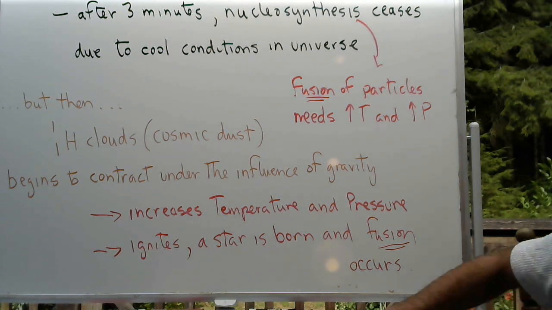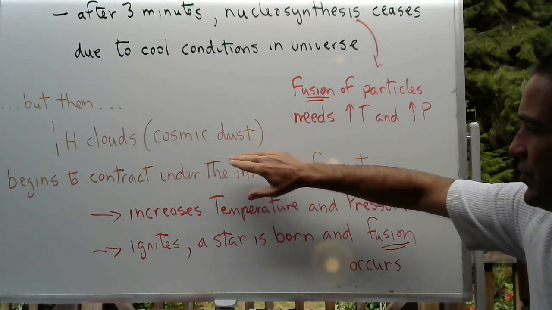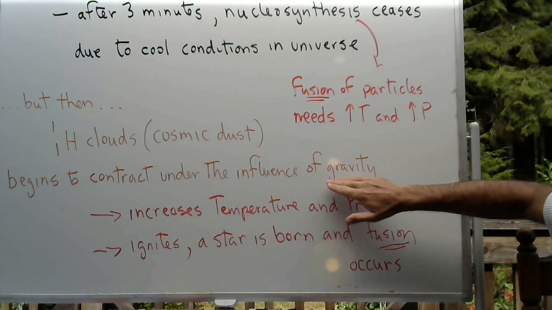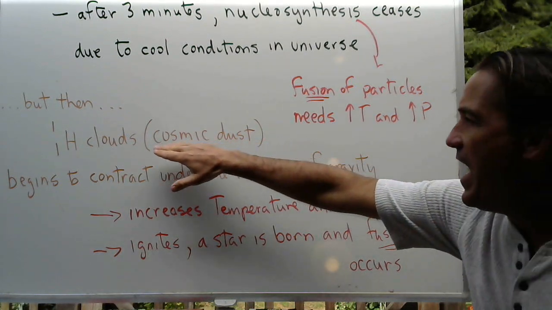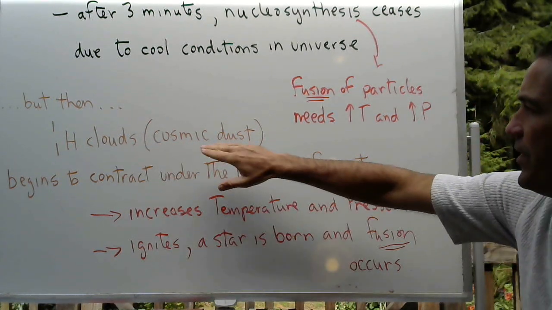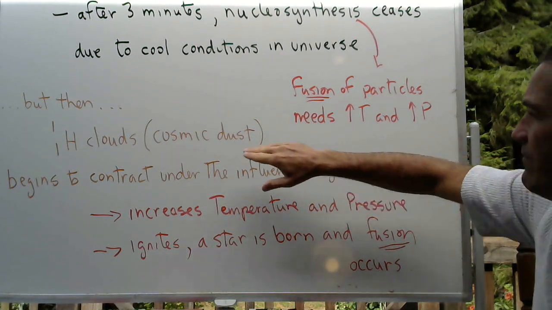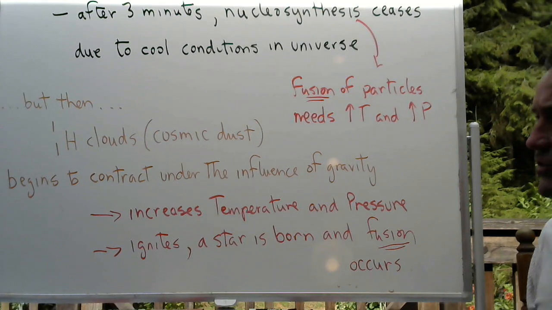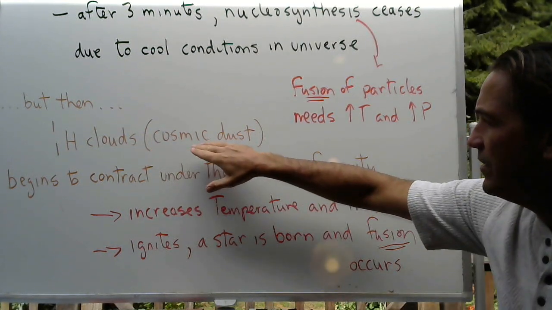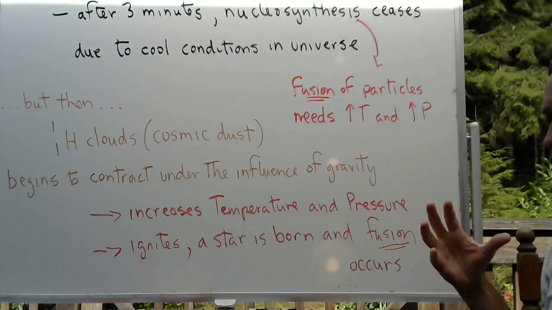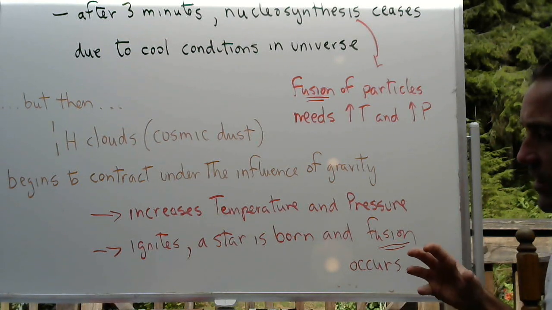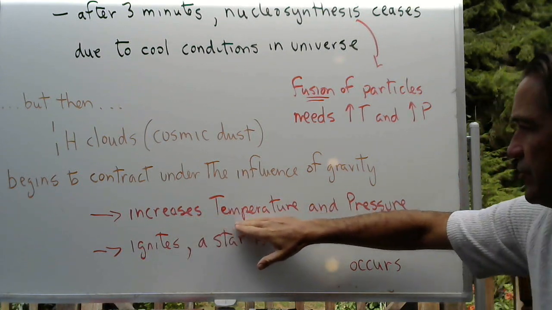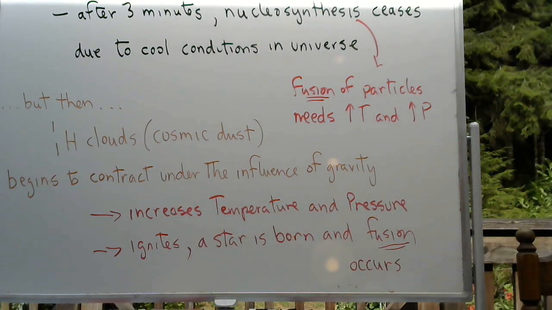And the force that starts to continue the fusion process is gravity. So we have this matter, and we know that the force of gravity is where things with mass are attracted to each other. So these clouds of cosmic dust begin to attract because the particles are attracted to each other. And in doing so, they start to increase in temperature and pressure.